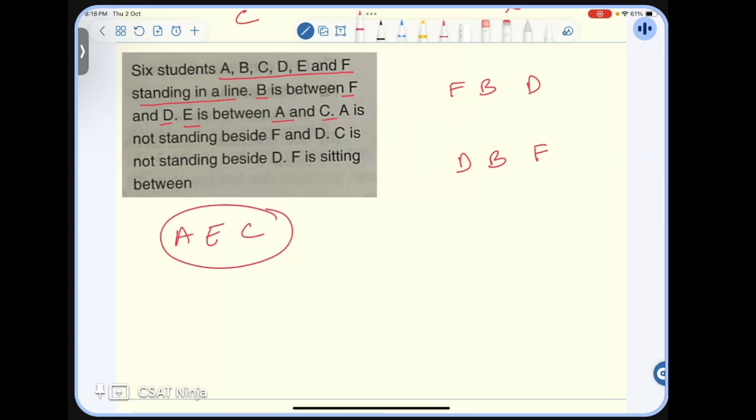I'll just leave this one for once. C can be here and A can be here. I'll just start with this. A is not standing beside F and D. That means I cannot put A here, or here. So the only option is I can put C there. Let me just write it like this: A cannot be here and A cannot be here.